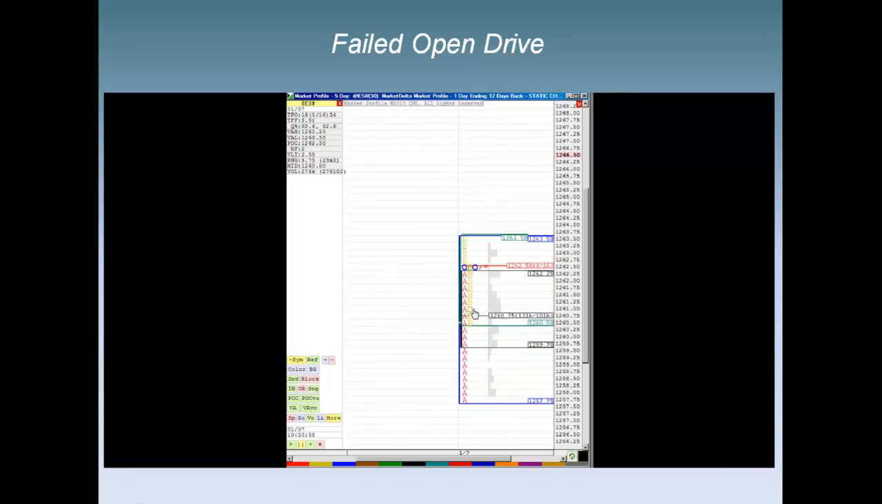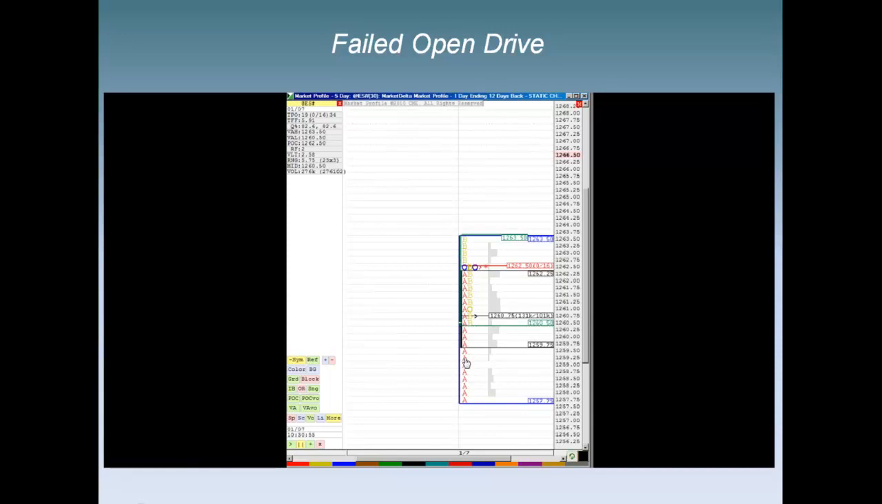Okay. Watch how B period pierced right through the open. So there goes my open drive. I don't have an open drive anymore. That condition no longer exists. It's a completely different day.